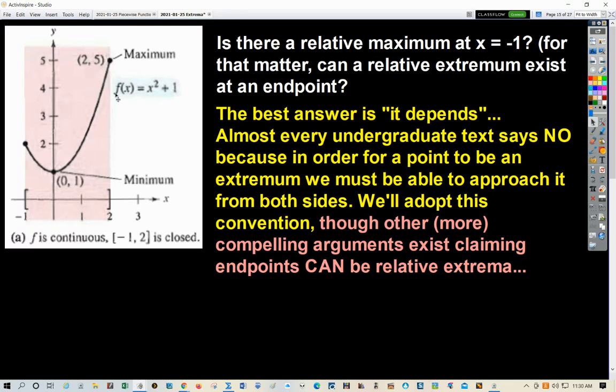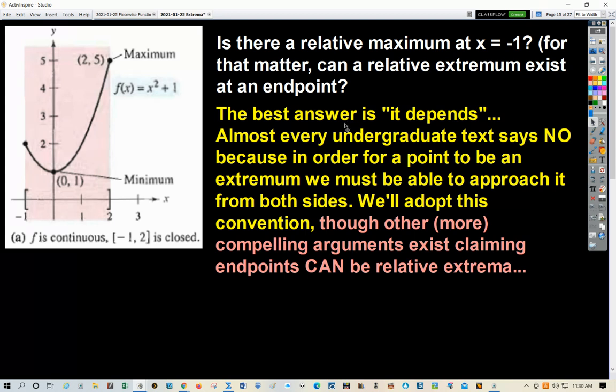Let's say that this is our function. It's only defined on this closed interval. Do we count the endpoints as relative extrema? Yes or no? Do we count them as relative extrema? Okay, the best answer is it depends. It depends on what we define the rules to be.